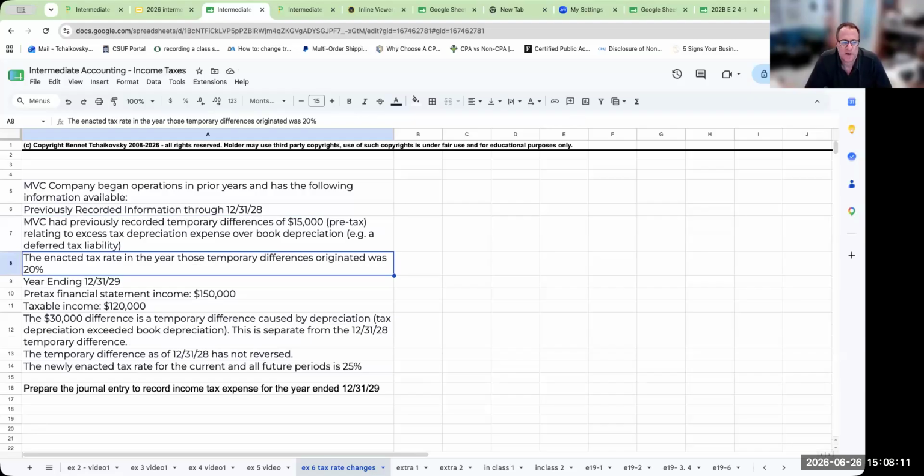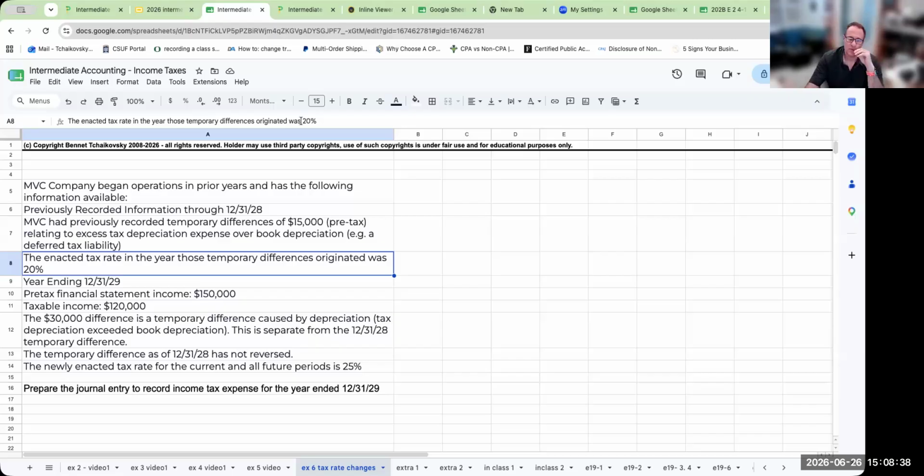Then we've got the year ended 12/31/29. Pre-tax financial statement income, taxable income is 120. And then there's a $30,000 difference here, which is caused by depreciation. This is separate from the 12/31/28 temporary difference. We're also told that the 12/31/28 difference has not reversed. The newly enacted tax rate is now 25%.